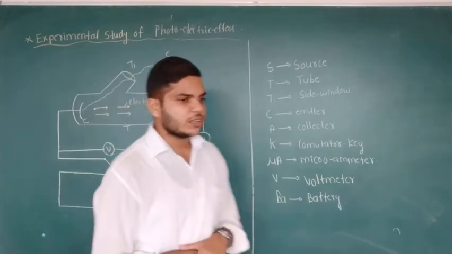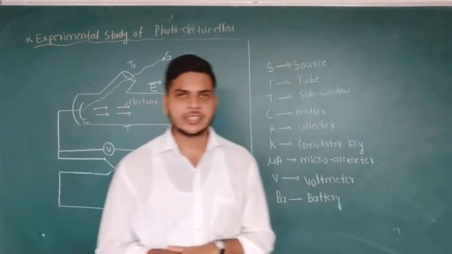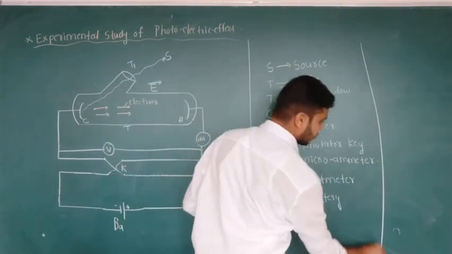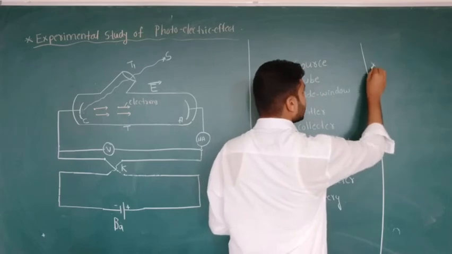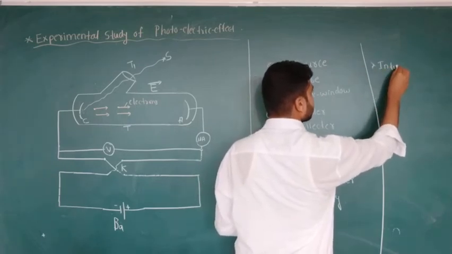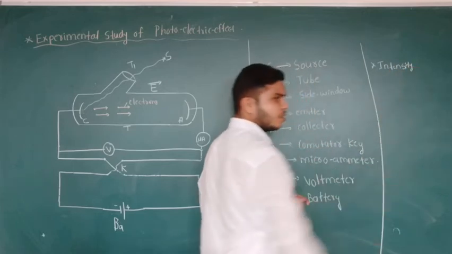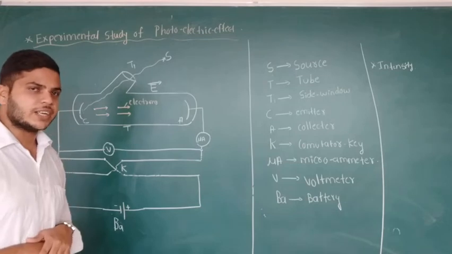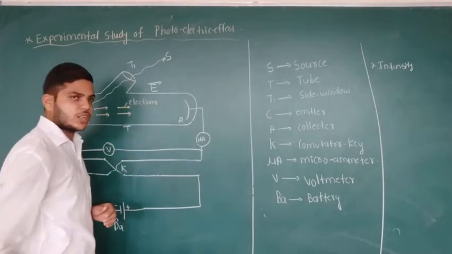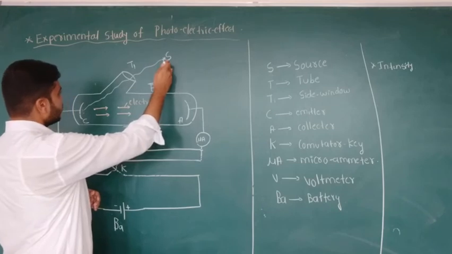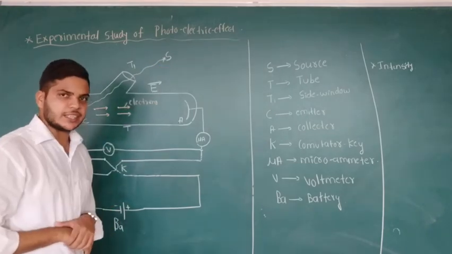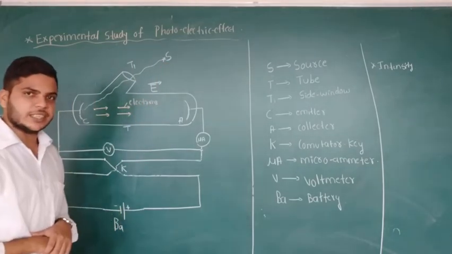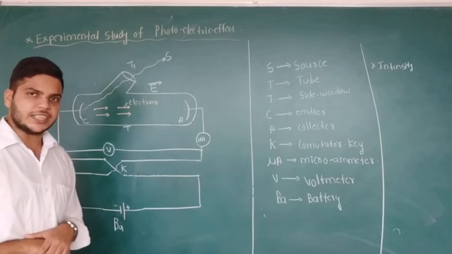In this experiment, we are making some observations. First, we are changing the intensity of radiation. How will you change the intensity of radiation? By changing the position of the source. If you move the source near to the tube, then intensity increases. If you move the source away from the tube, then intensity decreases. Therefore, in the first case we are changing the intensity.